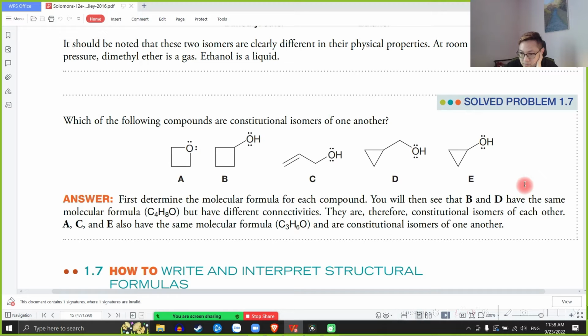Okay, I think B and D are isomers. Of course, B and D have the same molecular formula, but they have different connectivity. A, C, and E also have the same formula. So ACE and BD.